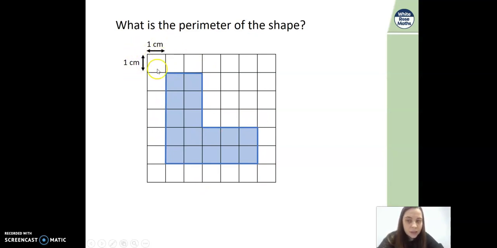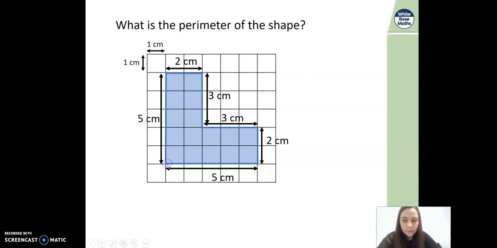So this little key up here is telling us that each of these squares is 1 centimetre. So because of that, we know that this is 2 centimetres, this here is 1, 2, 3, this is also 1, 2, 3, this one is 2, this one is 1, 2, 3, 4, 5, and this one is also 5. So all we need to do now is add up each of these sides.